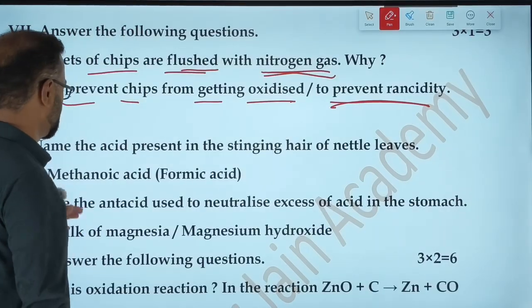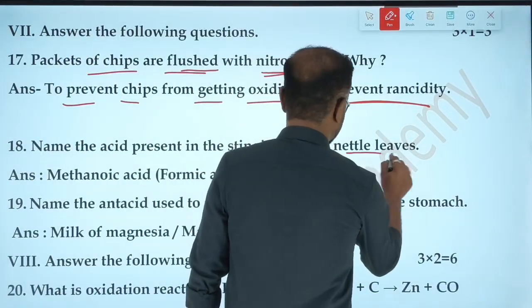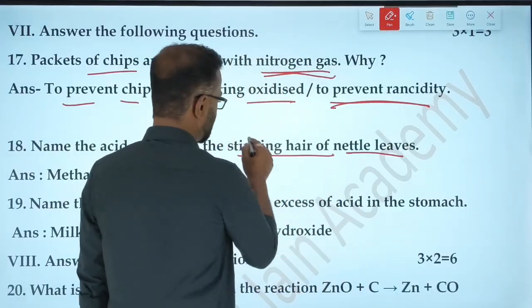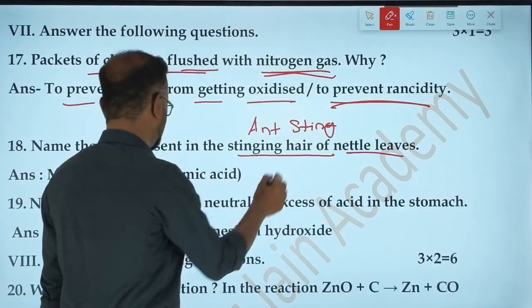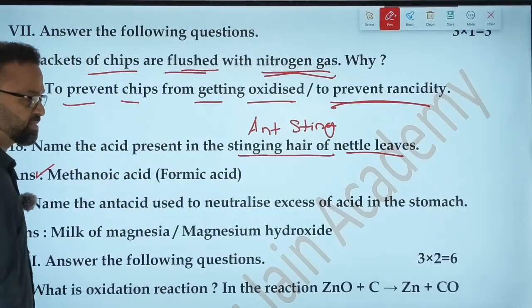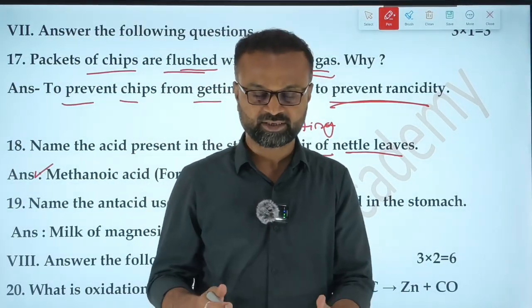Next 1 mark question, see here. Name the acid present in the stinging hair of nettle leaves. Or they might ask about an ant sting. So the answer would be methanoic acid. Apart from that, in tomato, oxalic acid is there, and in vinegar, acetic acid is there.